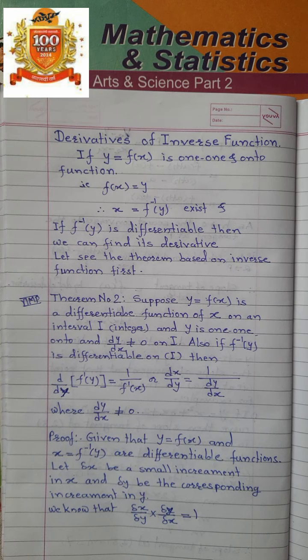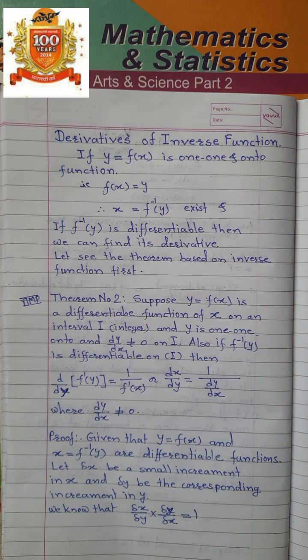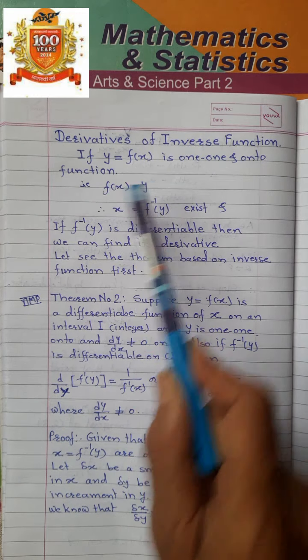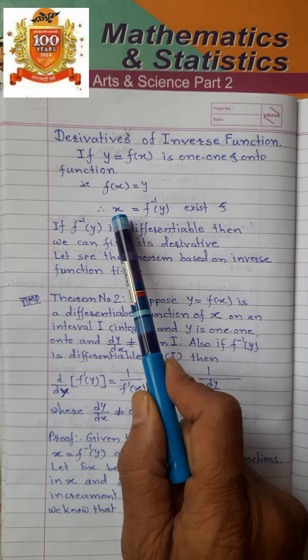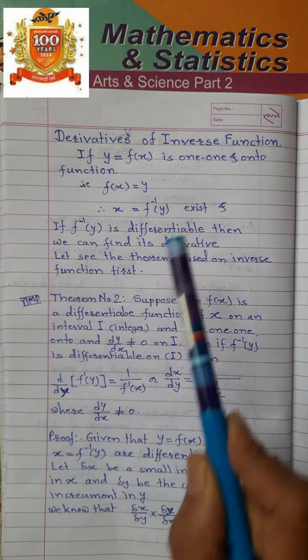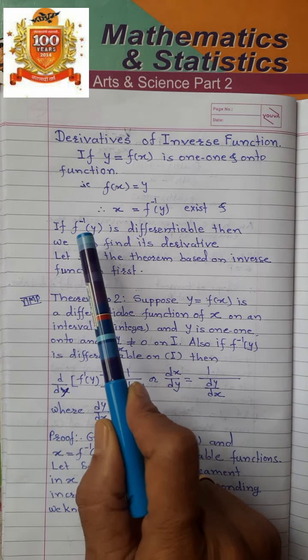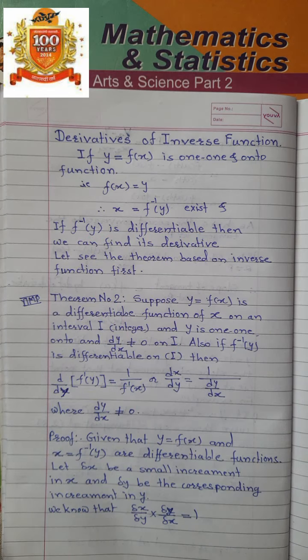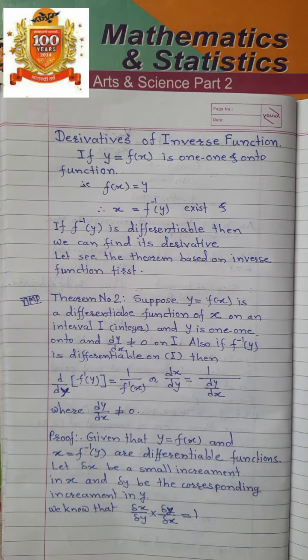Let us see the next part of this chapter, that is derivative of inverse function. If y is equal to f of x is a one-one and onto function, that is f of x is equal to y, now transfer f to the right side. Therefore we get x is equal to f inverse y, if this exists and if f inverse y is differentiable, then we can find the derivative of f inverse y.